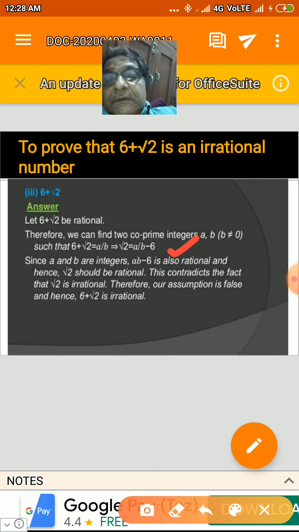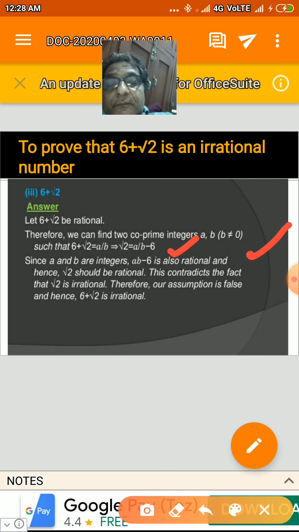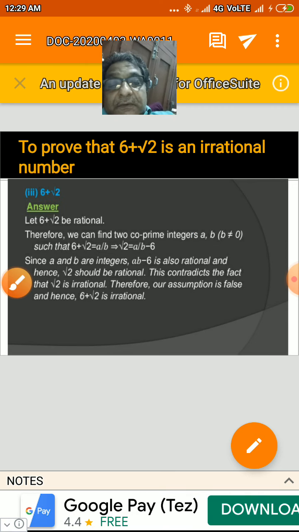Now this a by b minus 6 is equal to root 2, meaning both are equal. So if the RHS, that is a by b minus 6, is rational and it is equal to root 2, this implies that root 2 is also a rational number. But before this we have already proved that root 2 is not a rational number, it is an irrational number.